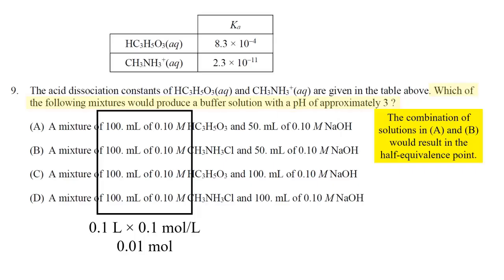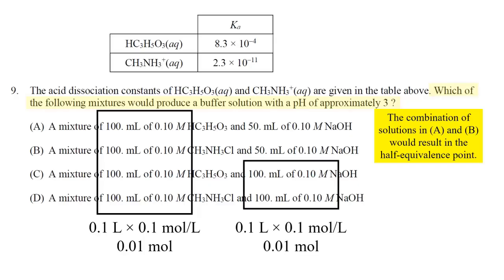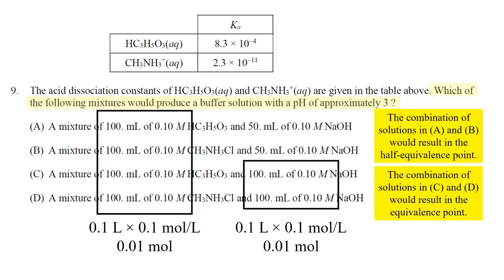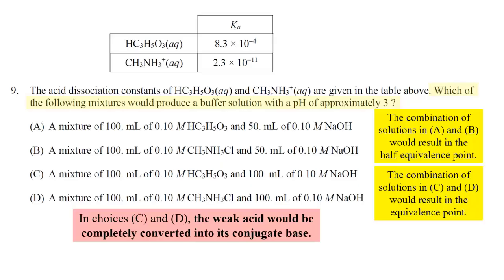So what about choices C and D? Well, instead of using half of the amount of moles, we have 100 milliliters of a 0.1 molar solution of sodium hydroxide. And what that would do is get you all the way to the equivalence point. So the combination of solutions in choices C and D would not reach the halfway point in the titration. They would go all the way to the equivalence point. So in choices C and D, whatever that weak acid is, it would be completely converted into its conjugate base, and that would not produce a good buffer solution. So the correct answer to question 9 is either choices A or B.